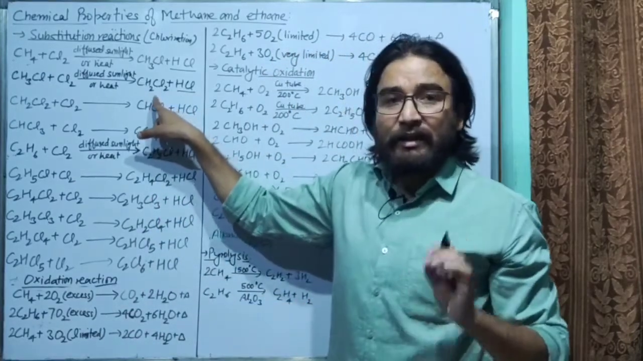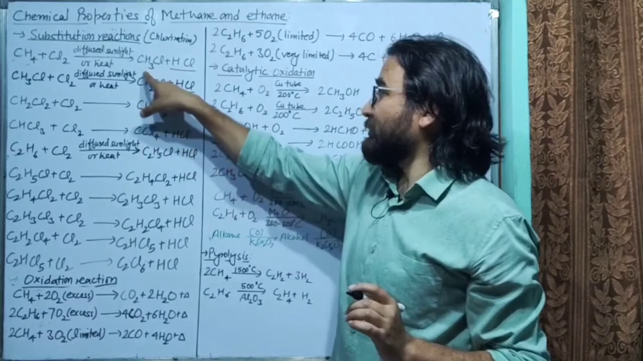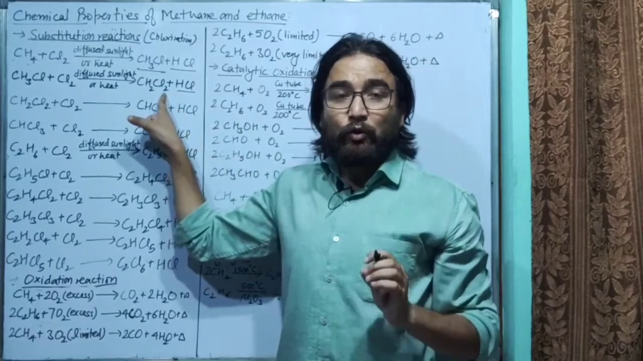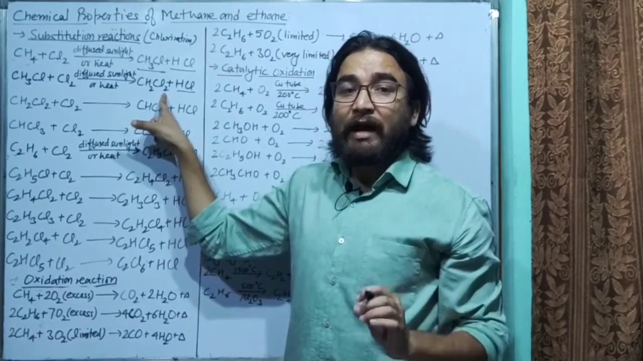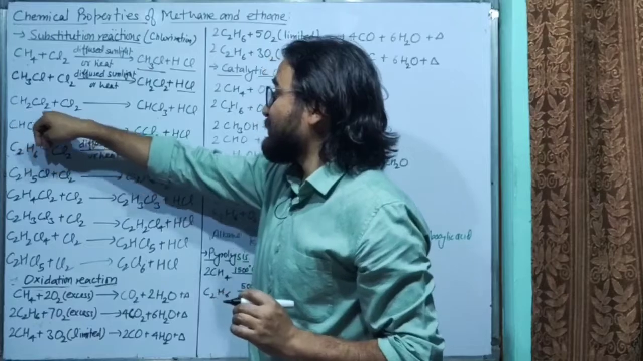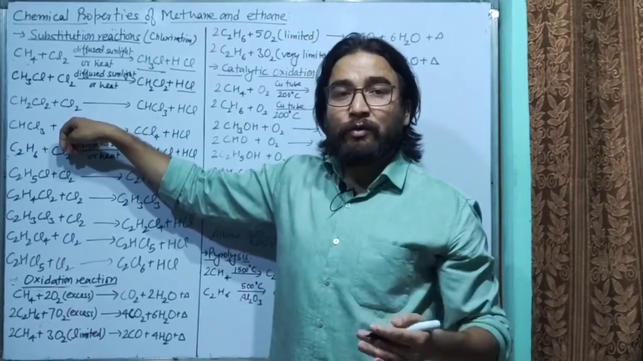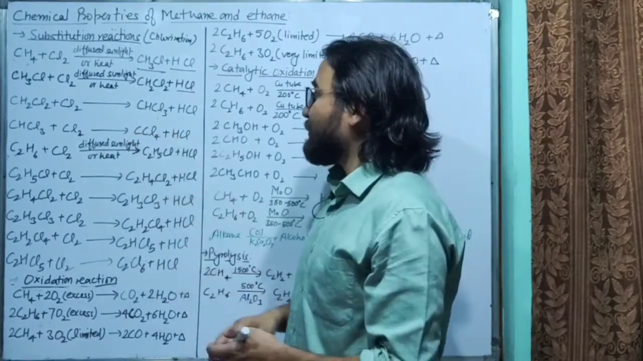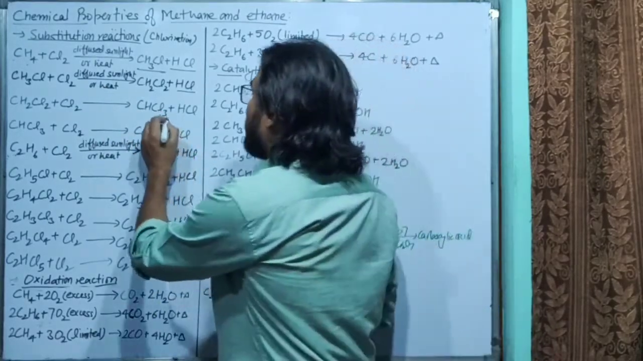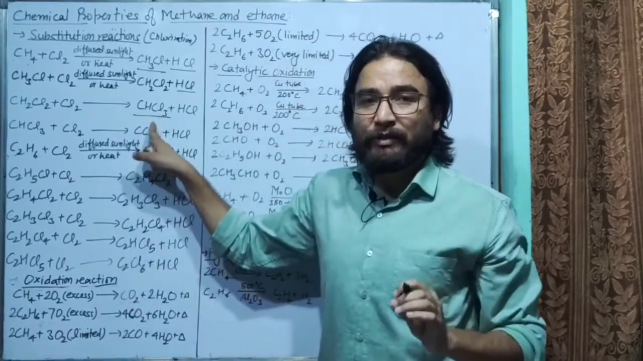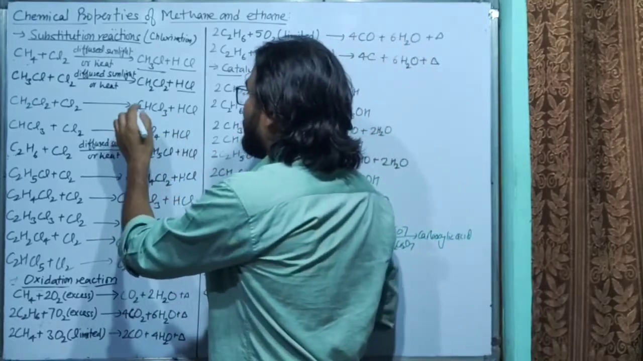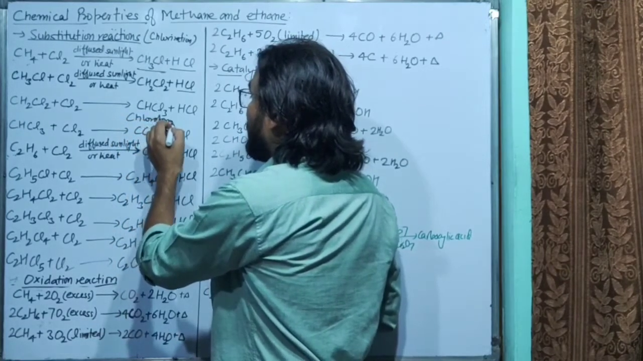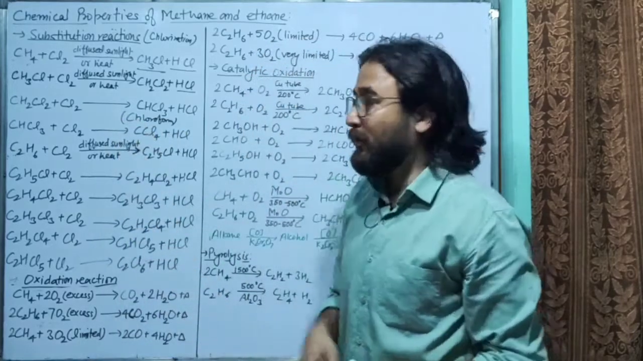So it will form CH2Cl2 plus HCl. Now this is called chloromethane. This compound is known as chloromethane. There are two chlorine atoms, so therefore it will be called dichloromethane. Similarly, CH2Cl2 will combine with one more chlorine molecule in diffuse sunlight or on heating. It will form CHCl3. This compound is known as trichloromethane, or its common name which is used mostly is known as chloroform. So I hope you have heard the name of chloroform and HCl.